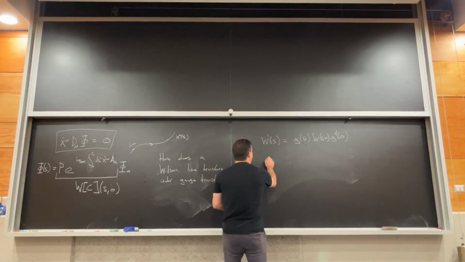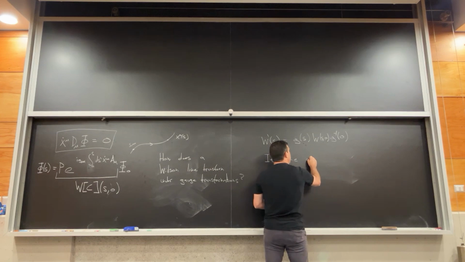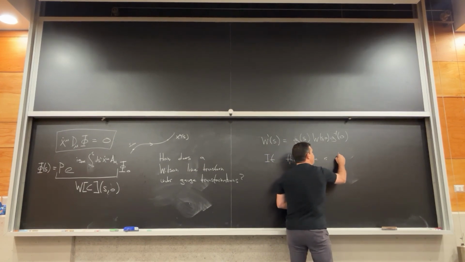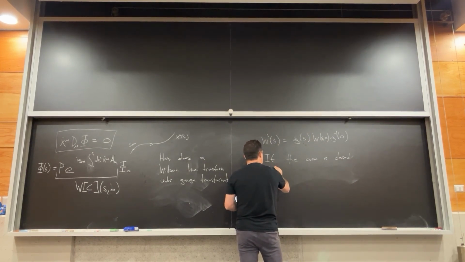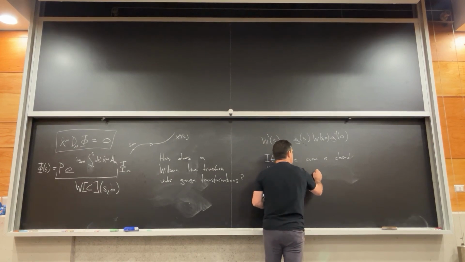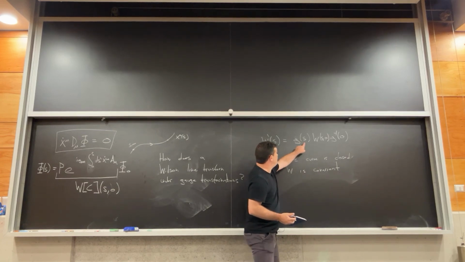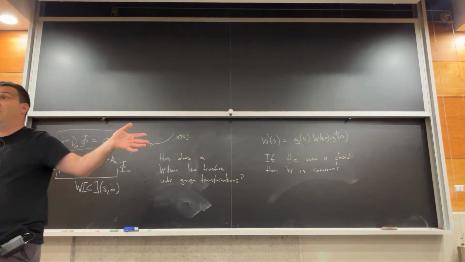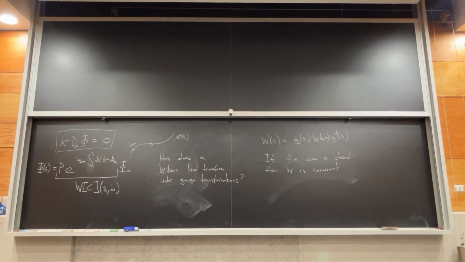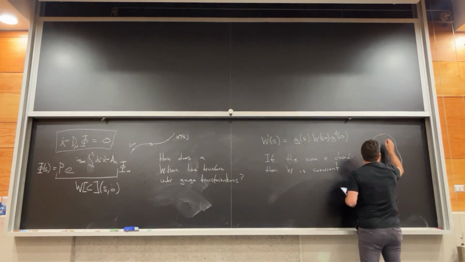Now, notice that if the path or the curve is closed, then W is covariant, in the sense that if this point is the same as that point, you get the same gauge transformation on the left and on the right. Okay, obviously the one on the left is G and the other one is G inverse, but they're both evaluated at the same point. So now I'm thinking of defining the Wilson line.